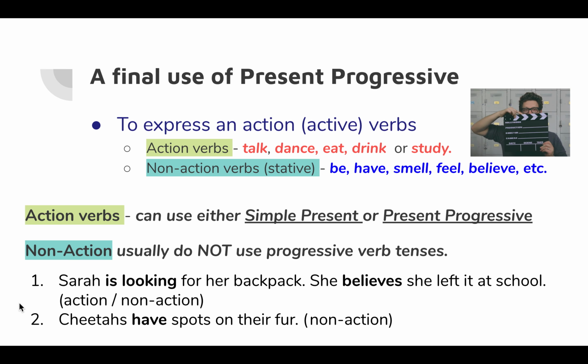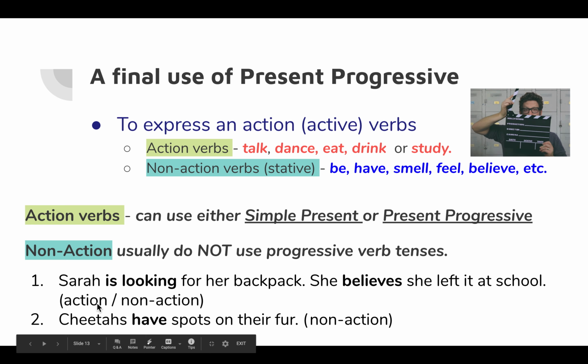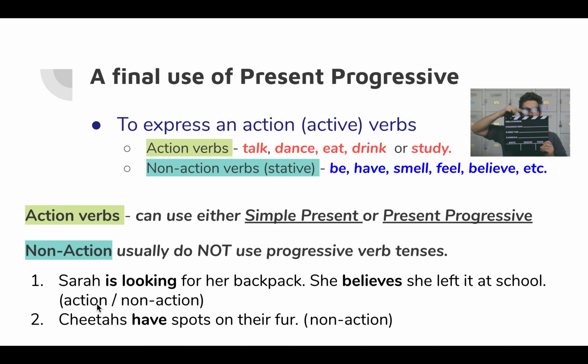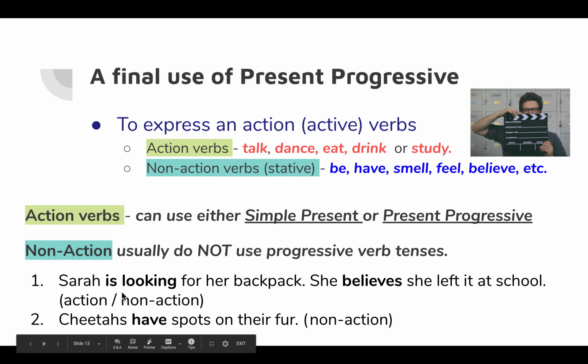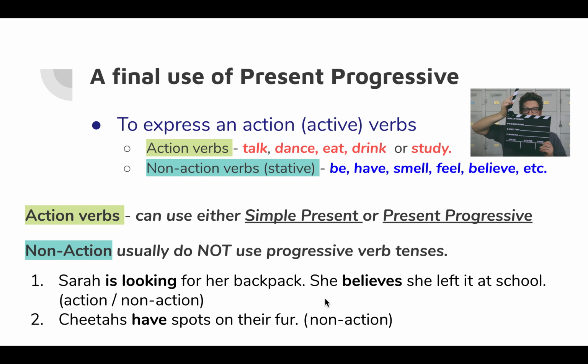Let's look at some examples. Sarah is looking for her backpack. She believes she left it at school. So here, is looking is an action verb. I can show you how to look, right? I can search, right? And so this is an action verb. I'm going to use present progressive. She's looking right now. She believes she left it at school.